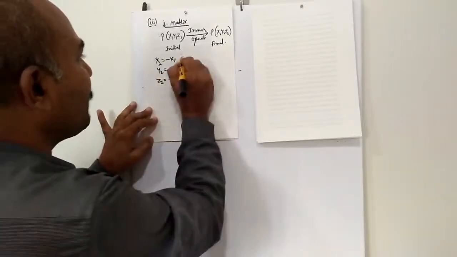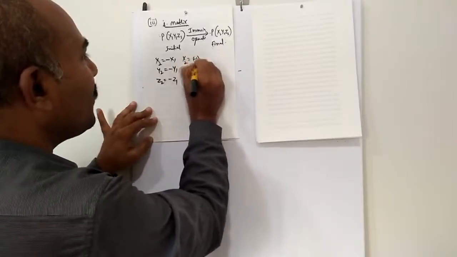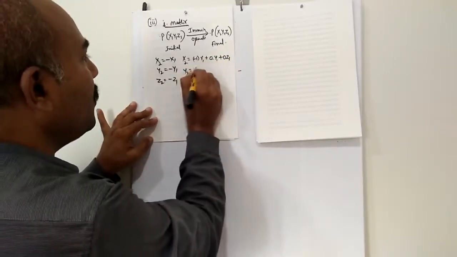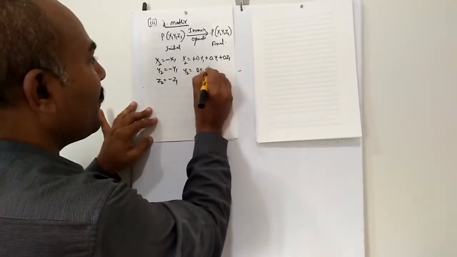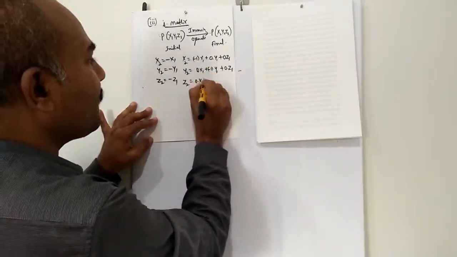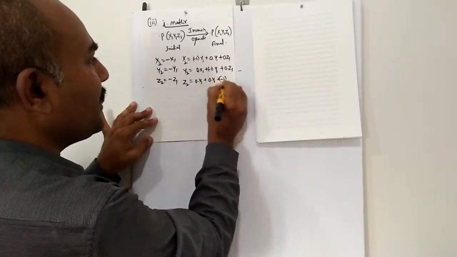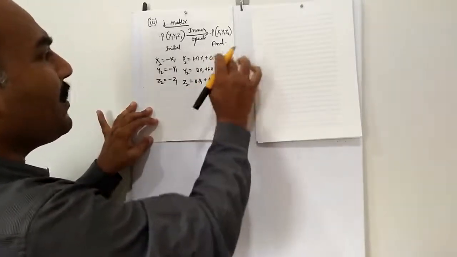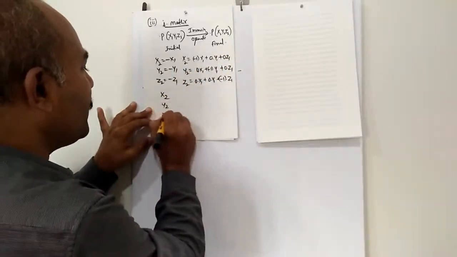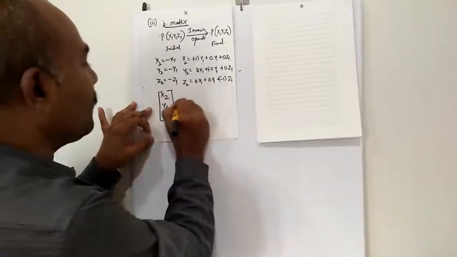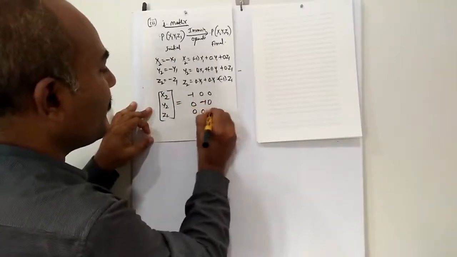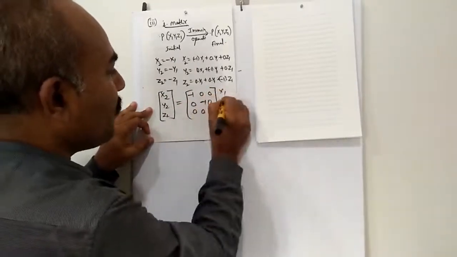This you write in the form of equations. x2 is equal to minus 1 into x1 plus 0 into y1 plus 0 into z1. y2 is equal to 0 into x1 plus minus 1 into y1 plus 0 into z1. z2 is equal to 0 into x1 plus 0 into y1 plus minus 1 into z1. Keep these as equations 1, 2, 3 and write in matrix representation: x2, y2, z2 is equal to minus 1, 0, 0, 0, minus 1, 0, 0, 0, minus 1 into x1, y1, z1.